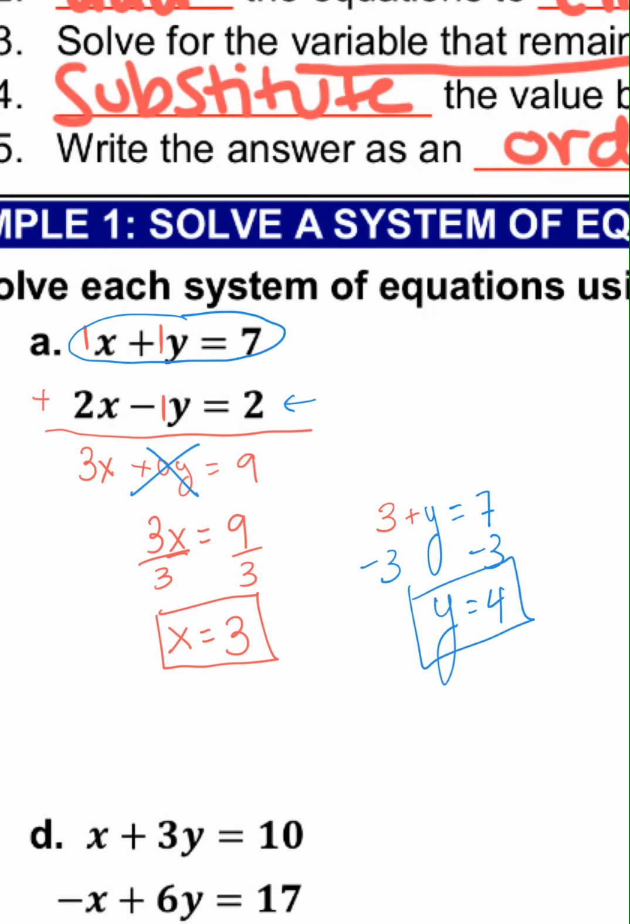Okay, so now we just need to write our answer as an ordered pair. So our answer is (3, 4). Make sure you put parentheses around them, okay? That's what an ordered pair is, has parentheses around it. All right, on to the next example.